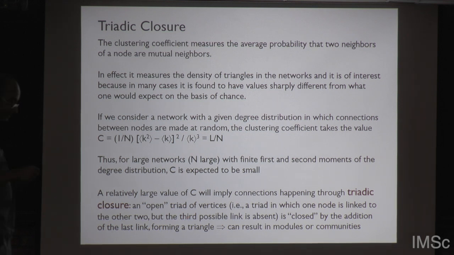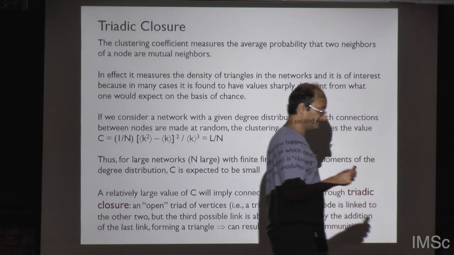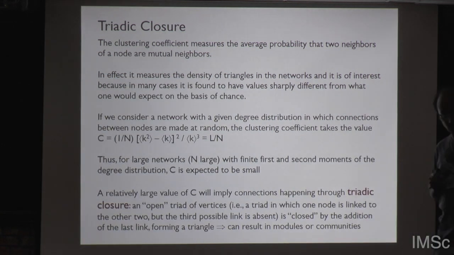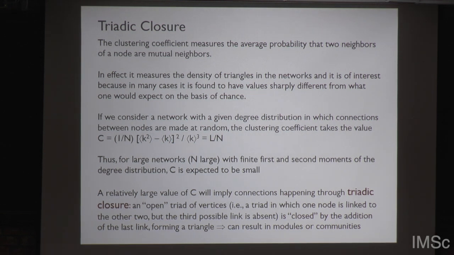And the reason why people are often interested in whether a network has evidence of triadic closure is that typically the occurrence of triadic closure results in the formation of modules or communities. Okay?